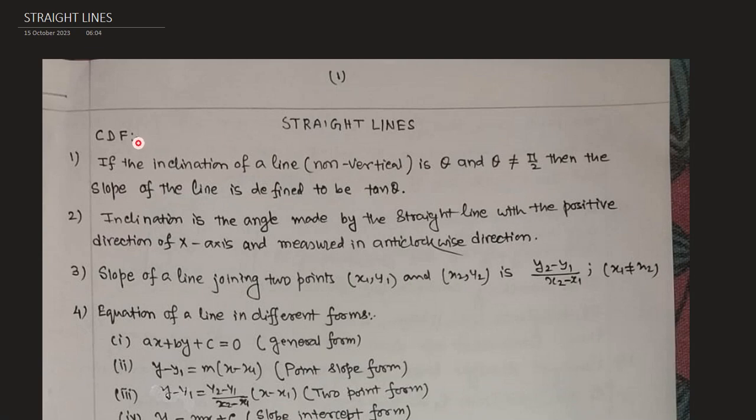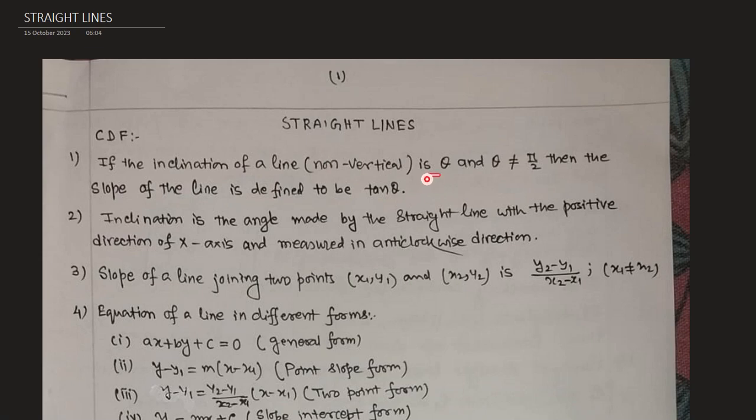Now the first formula says that if the inclination of a line is theta, you know what theta is. Theta is the angle made by the straight line with the positive direction of the x-axis, measured in the anti-clockwise direction. If theta is known as the angle of inclination, and theta is not equal to pi by 2, then tan theta is the slope of the line, or you can say the gradient.